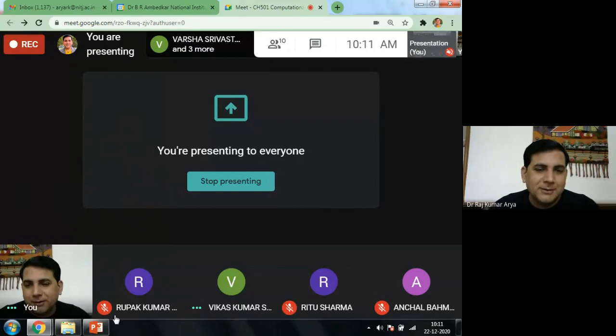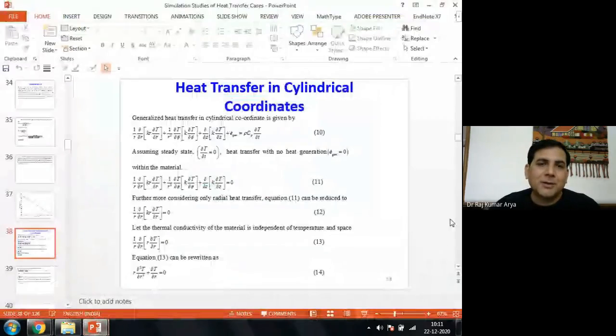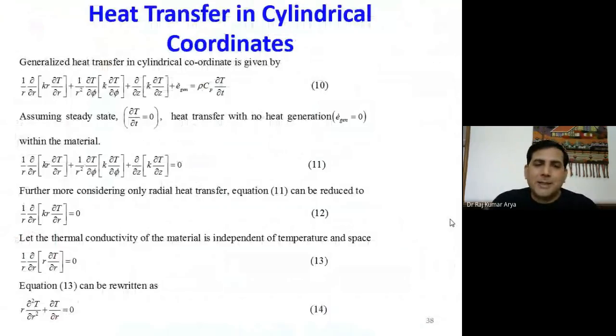So let's say for the cylindrical coordinate one, you know the generalized heat transfer in the cylindrical coordinate is given by this equation. The derivation of this can be given completely. If you want, I can give the derivation of that, but we want to solve it from here. So this is your generalized heat transfer equation in 3D for the cylindrical coordinate system.